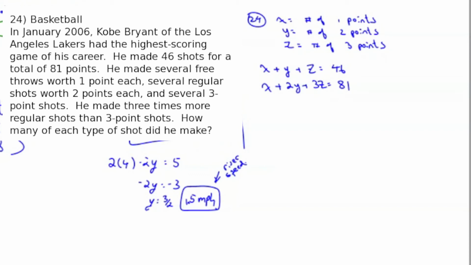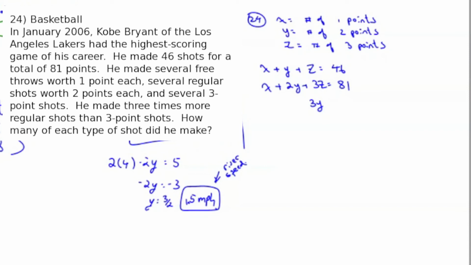Now, the only thing that really distinguishes one from another is one sentence that says, where is it? He made 3 times more regular shots than 3-point shots. So X isn't involved at all. He made 3 more regular shots than 3-point shots. 3Y, no plus anything. Minus over Z. Equals.